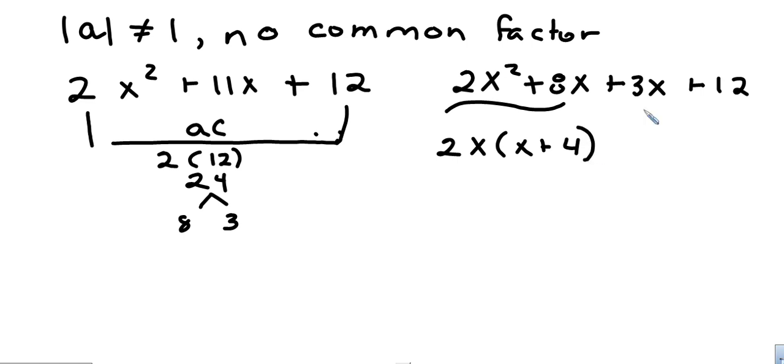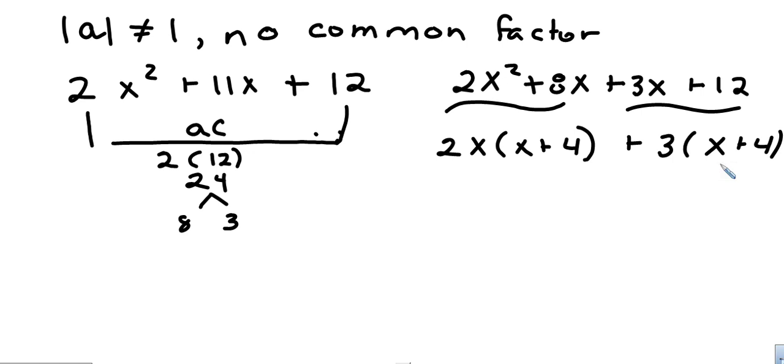Now we do the same thing with the second two terms. The common factor in 3x and 12 is 3. So I write plus 3 and divide 3 out of those two terms. That leaves me with x plus 4. Now notice I have the same thing in both sets of parentheses. If I don't have the same thing in both sets of parentheses, I did something wrong. I need to go back and look at my problem.